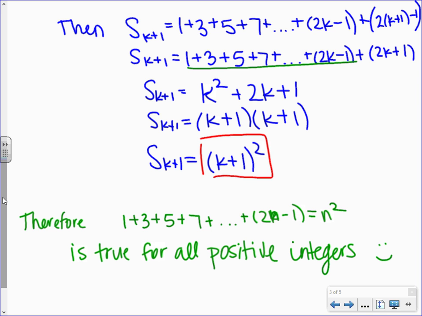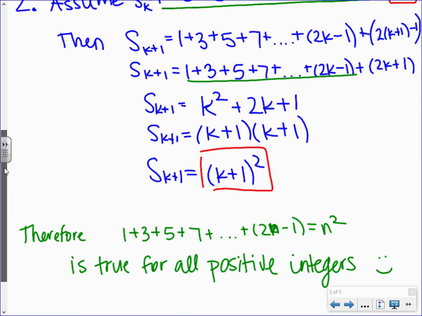Was it as scary as you thought? No. Really? We wrote more algebra than we did words and symbols, okay? It's really an algebra problem, okay?